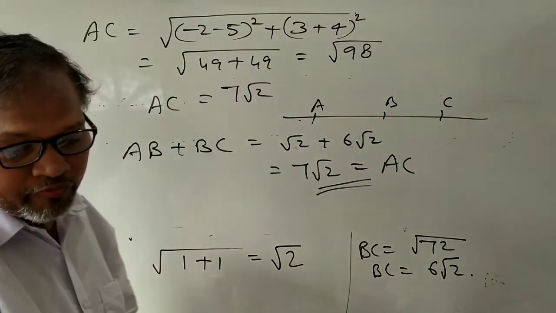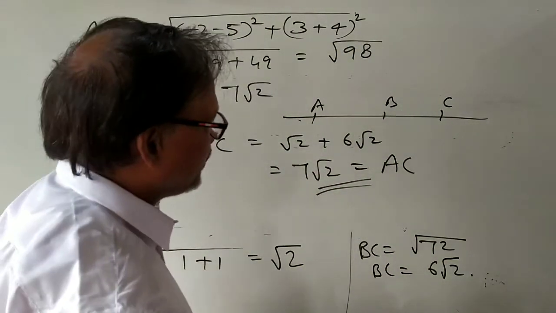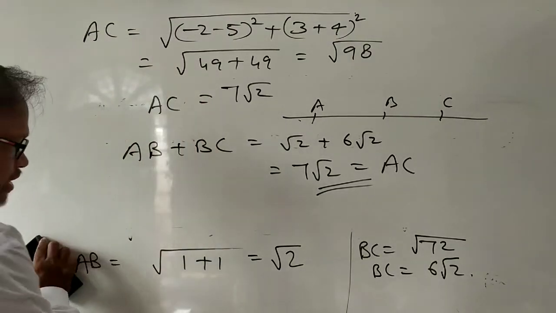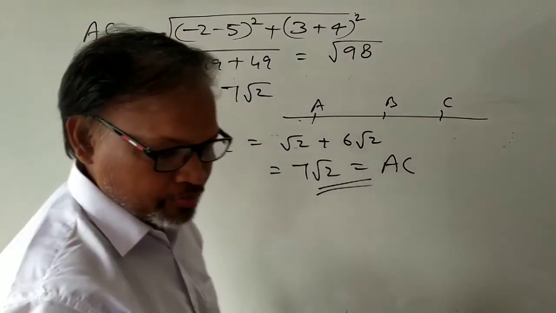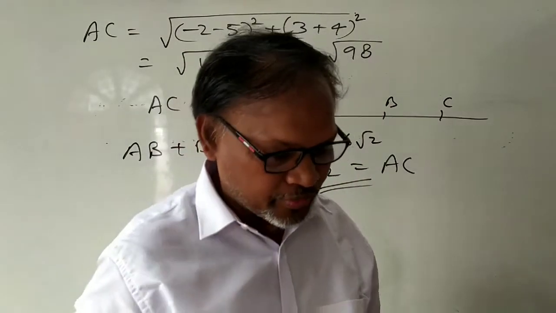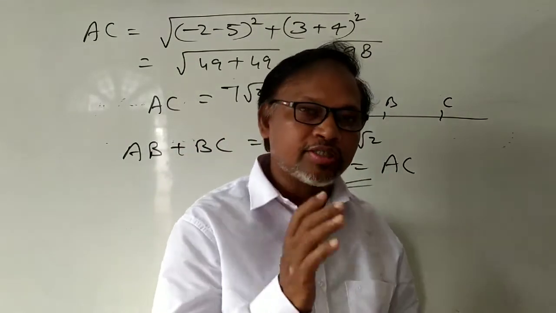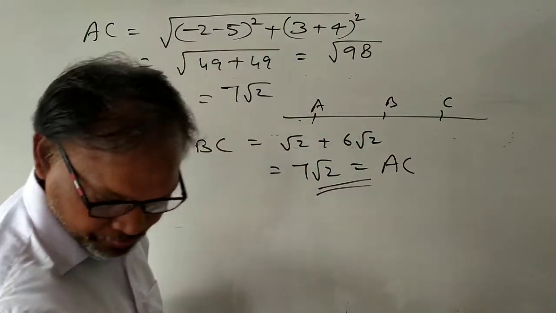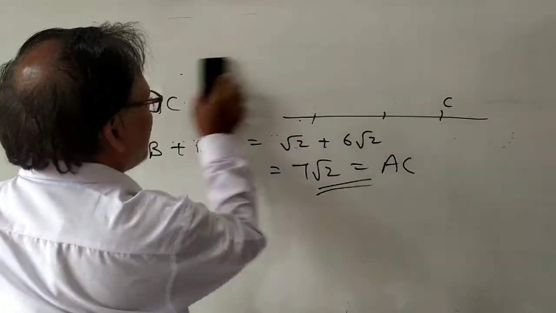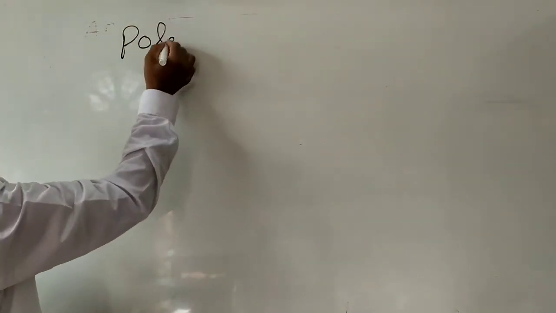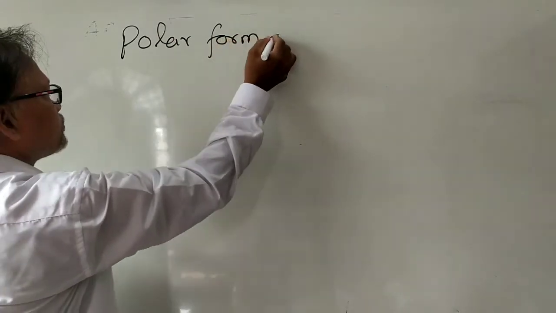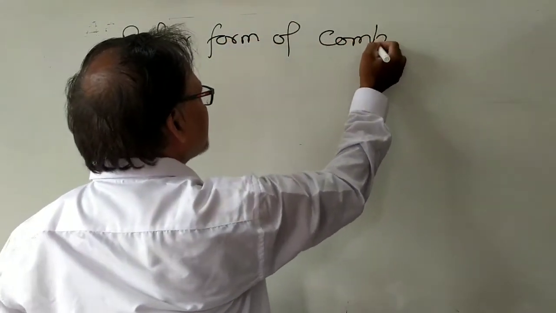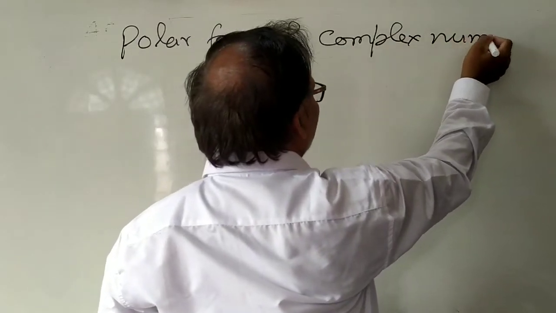What I have to tell you now is about the polar form of representation, the polar form of the complex number. What is the meaning of the polar form? This is in exercise 5.3, and this is very important also. What is the polar form of a complex number?